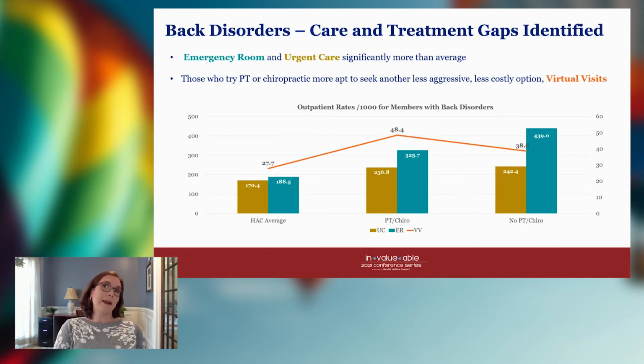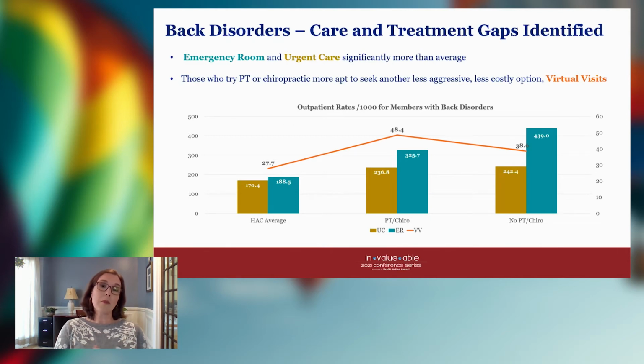Now, this is interesting. This is a different kind of care and treatment gap than we saw in asthma. But if you think about people who have back pain or back disorders, they go to the emergency room and they go to urgent care far more frequently than the average. So you see the Health Action Council average on the far left, and those two or three columns over show you the people who have tried physical therapy or chiropractic care versus those who have not tried physical therapy or chiropractic care. And there are a few takeaways here.